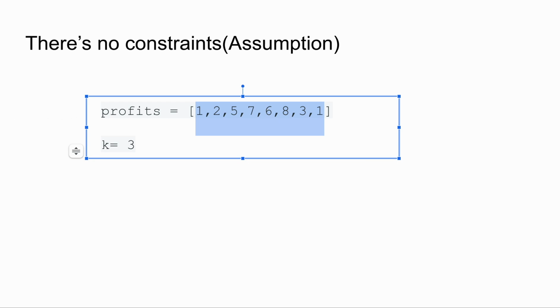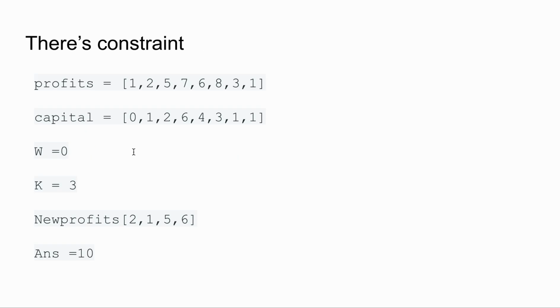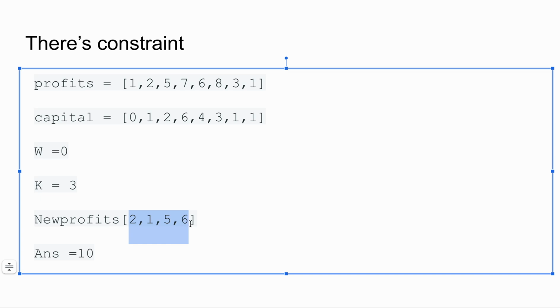Now that we have a constraint, it gets a little tricky, but if you look at this, it will be very easy to understand. First, let's assume this is the profits and this is the capital. Initially, we have a working capital of 0, and what will be our answer? It will be 0. So with 0 capital, which are the projects that you can start? You can start only 1 project. So you'll add 1 to the array. And what is the maximum? We will just choose it, and we have to do that project, and our new answer will be 1.